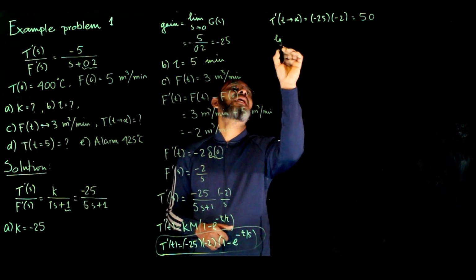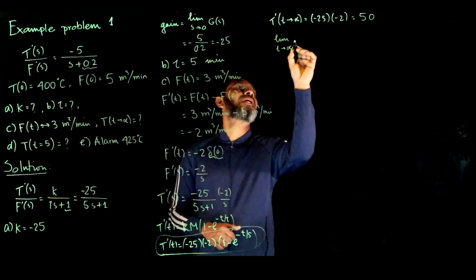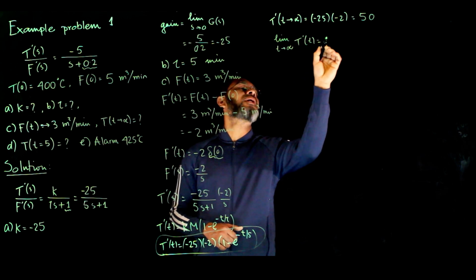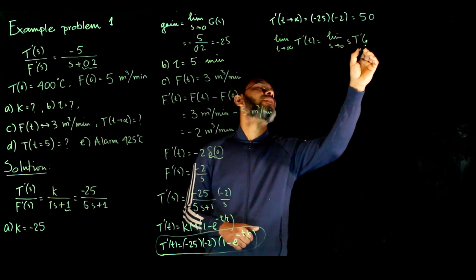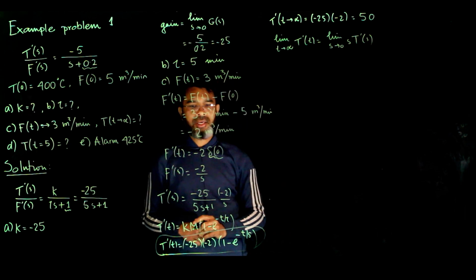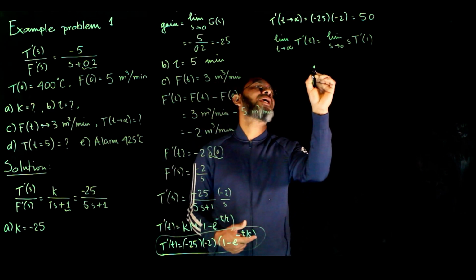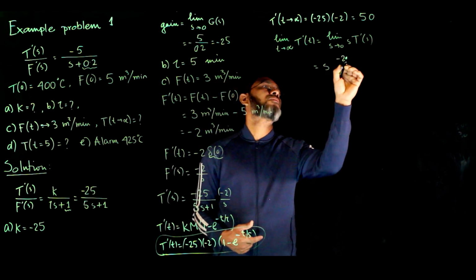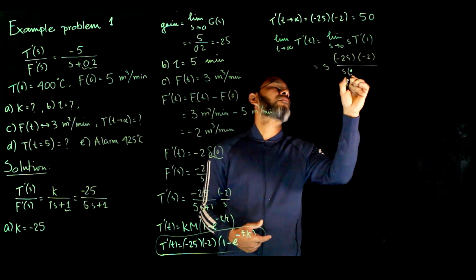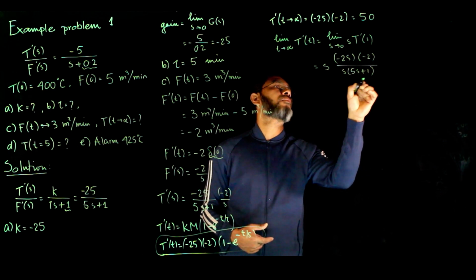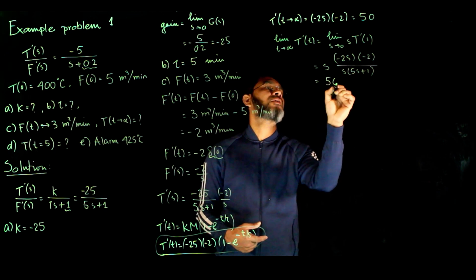Now, another approach to get T' is to use the final value theorem, which says that the limit as t goes to infinity of T'(t) is the limit as s goes to 0 of s times T'(s). So you can directly use this transfer function there. The s and s get cancelled. If you put s to be 0, you get the value of 50.